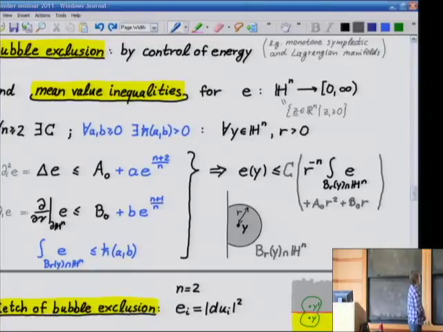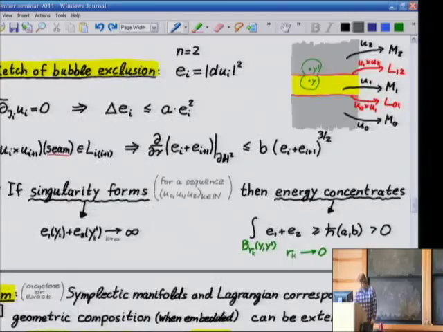There's a standard mean value inequality for nonlinear Laplace equations. And you can do a nifty little proof by contradiction that says, if I get a singularity, then at that singularity, some minimal amount of energy has to concentrate. And so I'm just not going to look at what happens when the energy concentrates. I'm just going to get myself into an assumption in which I know that energy can't concentrate.